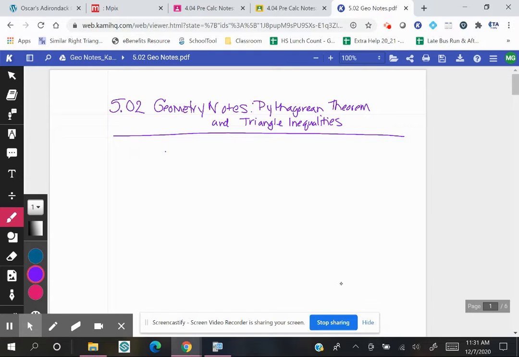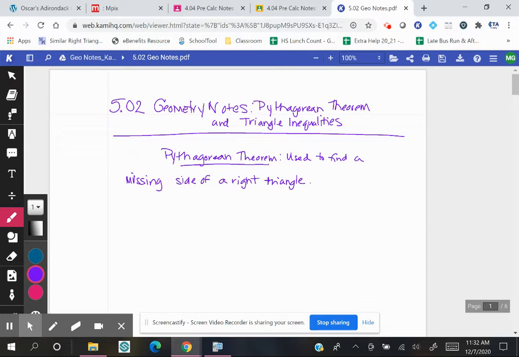Okay, so first, the Pythagorean theorem. So a really important theorem. We use it to find a missing side of a right triangle. It only works with right triangles, so very important to remember. And you would use it if you have 2 out of the 3 sides of a right triangle, and you're looking for the third.